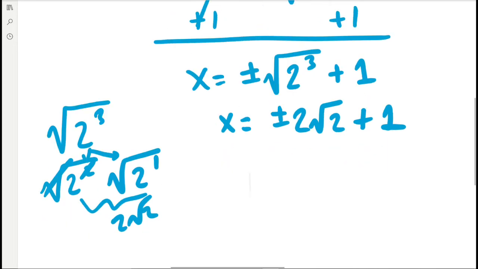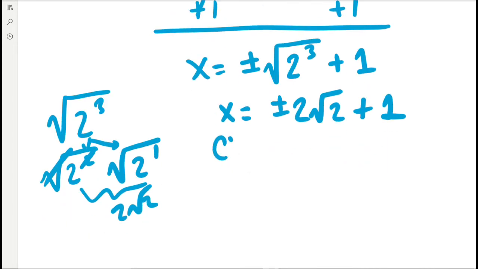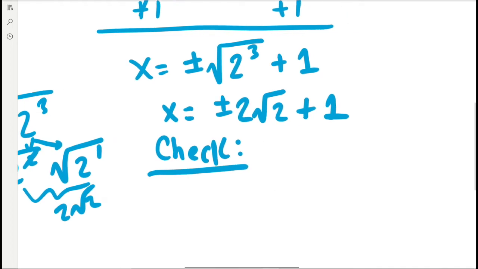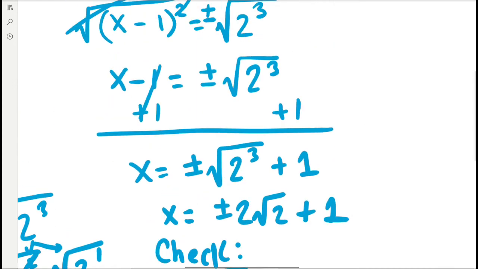Now we're going to check this, of course. So let's check our work. When I check the work, I could plug this in or I could plug this in. But what I'm going to do is plug this in to the original equation, because it's simpler to plug that in than it is to do the 2 radical 2. I'll show you what I mean by that.